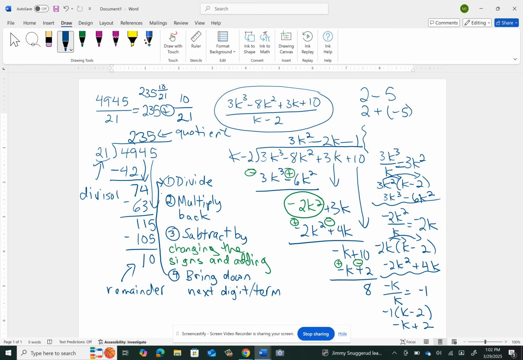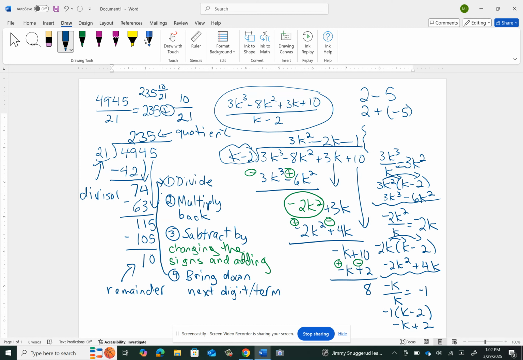You sometimes need to use long division when you're dividing polynomials. When what you're dividing by is like k minus 2, we could have used synthetic division. But if what you're dividing by had a squared in it, like if it wasn't linear, if it was k to the second or to the third power, we would need to use long division to do that.